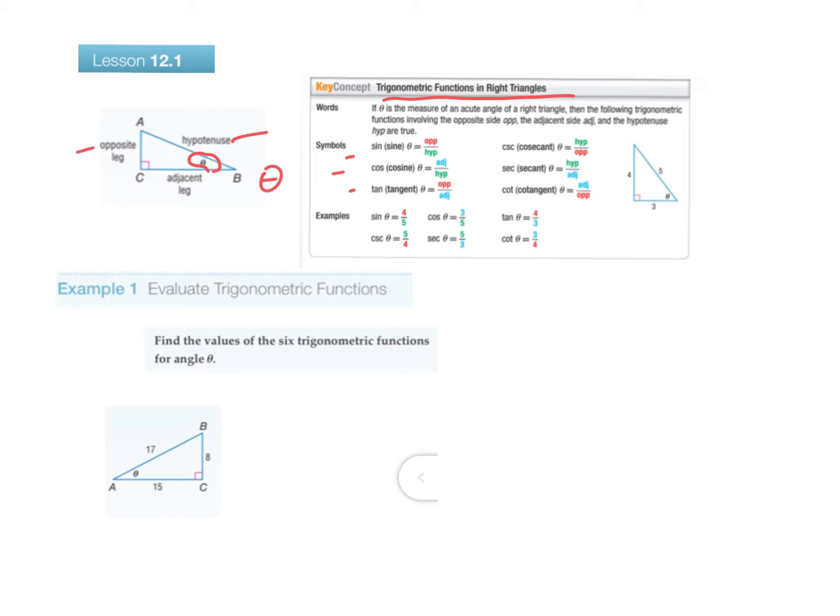This is often called SOHCAHTOA, one way of remembering. The sine is opposite over hypotenuse, cosine is adjacent over hypotenuse, and tangent is always opposite over adjacent. These are the ratios that we're going to create. So we want to find the values of our trig functions, and there are 6 of them.